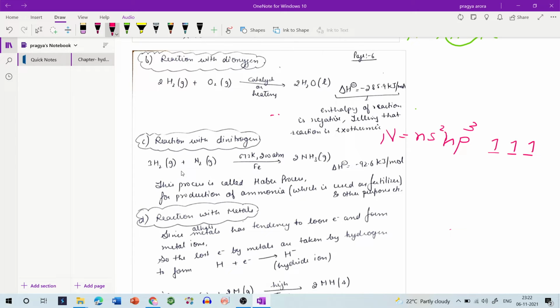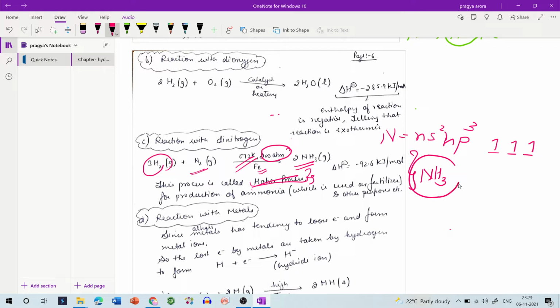So 3 such hydrogen molecules react with one molecule of nitrogen at this temperature, 673 Kelvin, and 200 atm pressure in the presence of iron as a catalyst to form ammonia, and this process is called the Haber process. Why have they defined this temperature, pressure and catalyst in this reaction and even named this process? Why is it so important? This process is important because of the formation of ammonia.